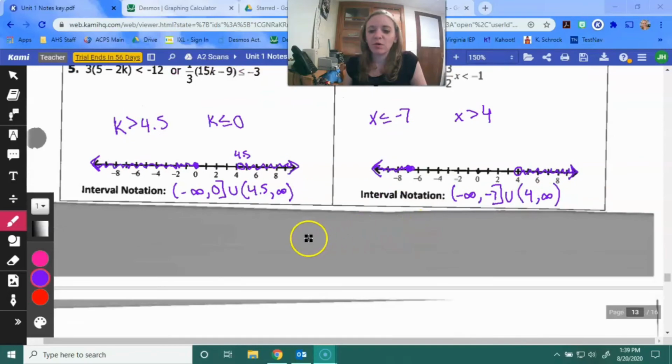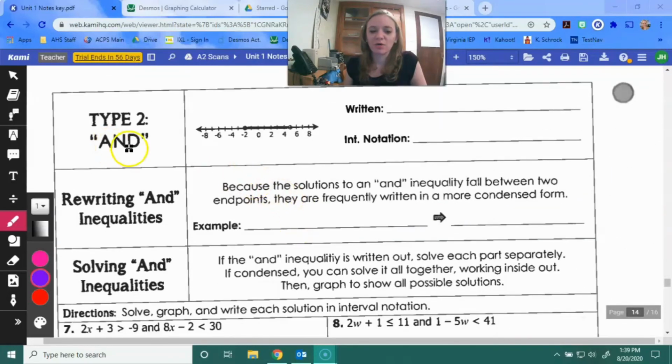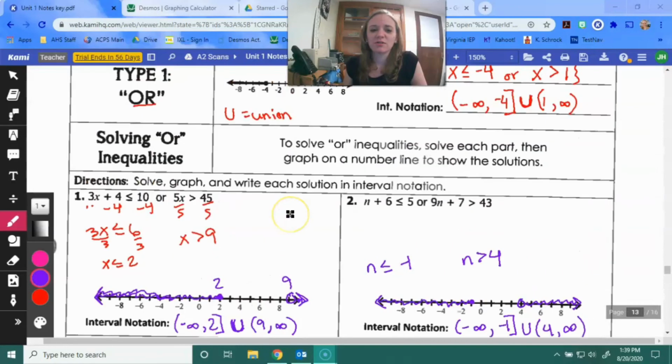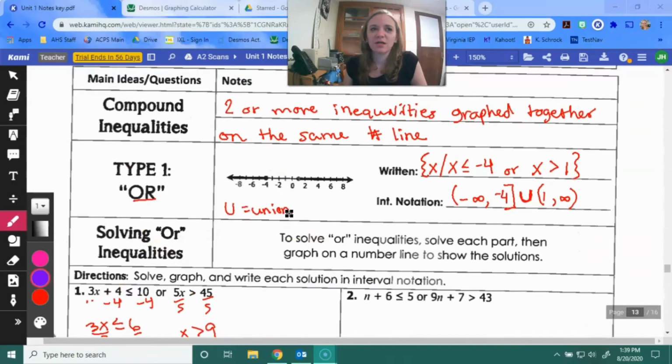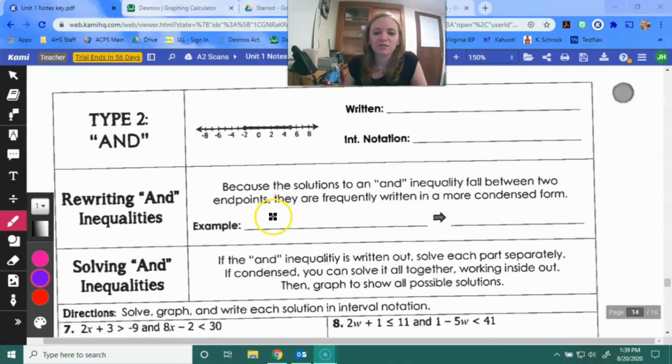Now, those were our OR statements. If we have AND statements, we want to know where they happen at the same time. In the previous ones, your ORs indicate that your answer is either in this range or this range. AND changes it up a little bit. As you can see on this example, we have shading in one section instead of 2 sections.